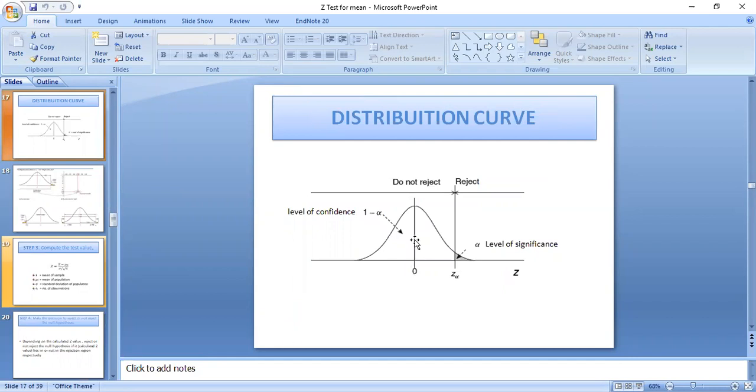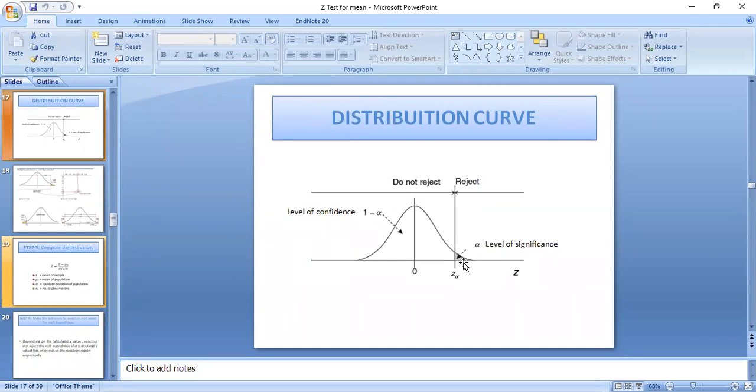The whole area under the distribution curve is 1, and if we subtract the level of significance from 1, we will get our level of confidence area. The level of significance area is the rejection area. If our null hypothesis falls under this rejection area, our null hypothesis will be rejected.